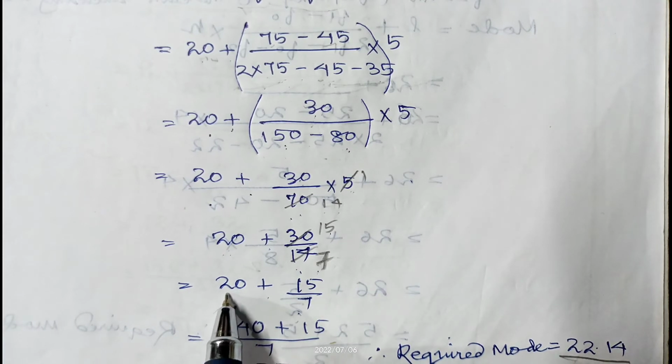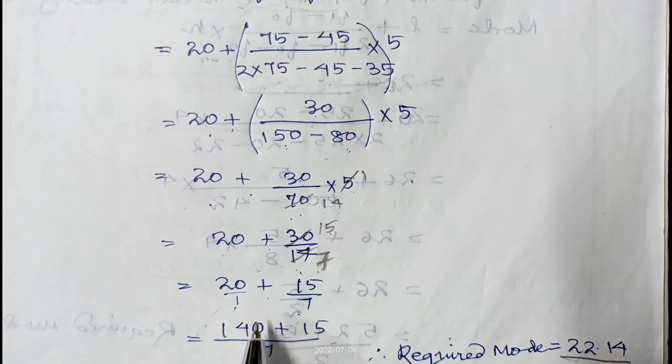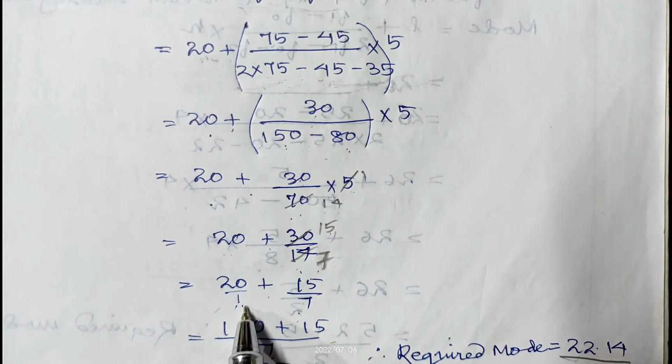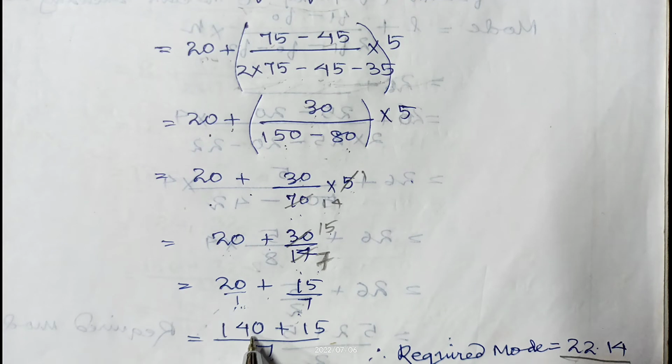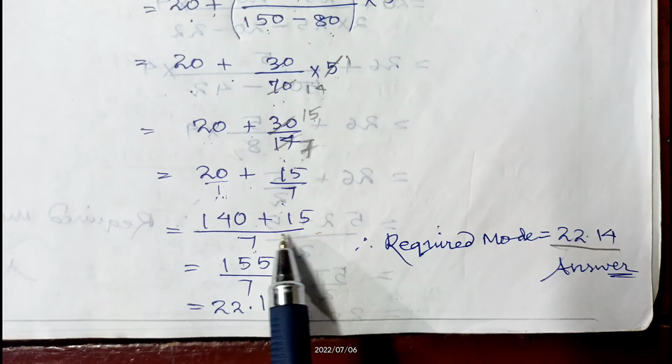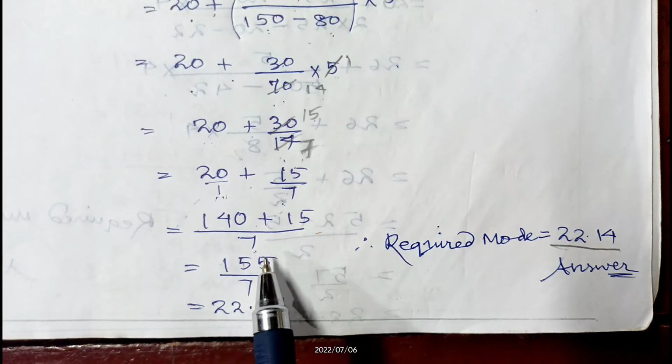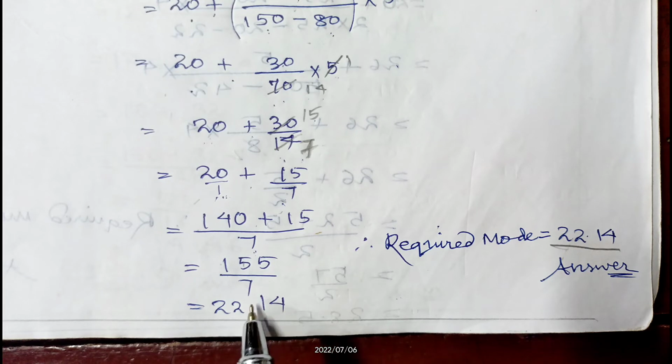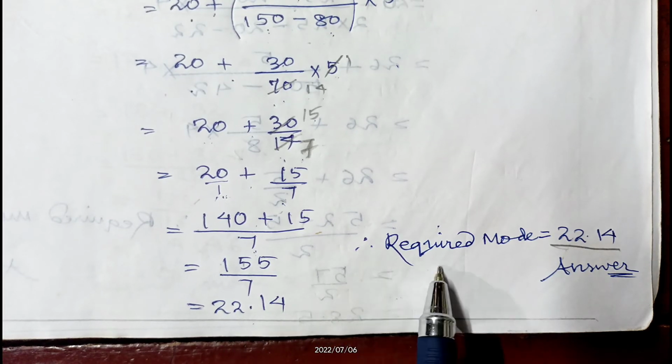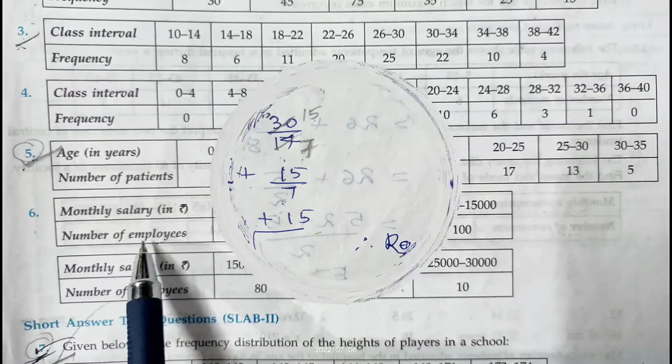Now it can be considered as 20 by 1. If we take the LCM of 1 and 7, it will be 7. 7 divided by 1, 7. 7 into 20, 140 plus 7 divided by 7, 1. 1 into 15, it will be 15. 140 plus 15, it will be 155 by 7. And 155 if you divide by 7, it will give 22.14. Therefore, required mode is 22.14.